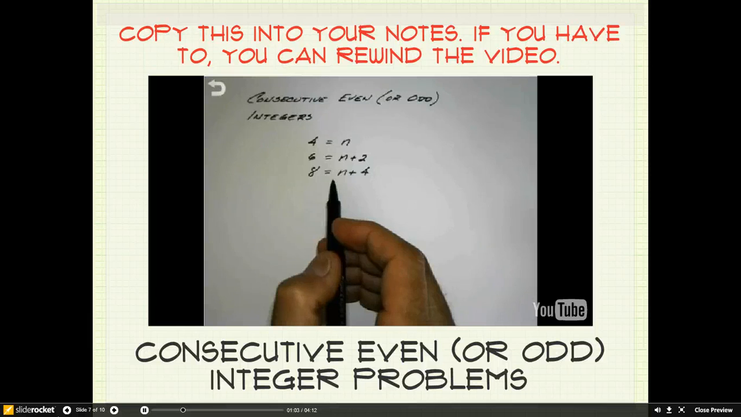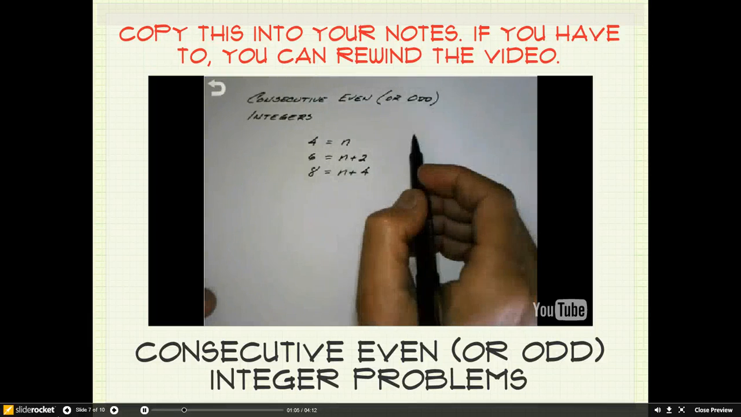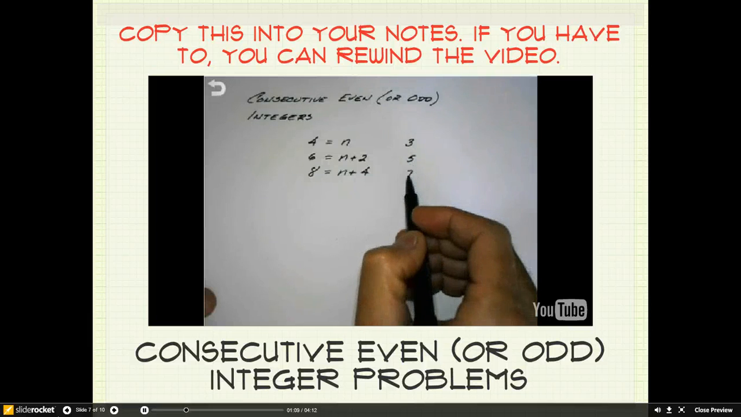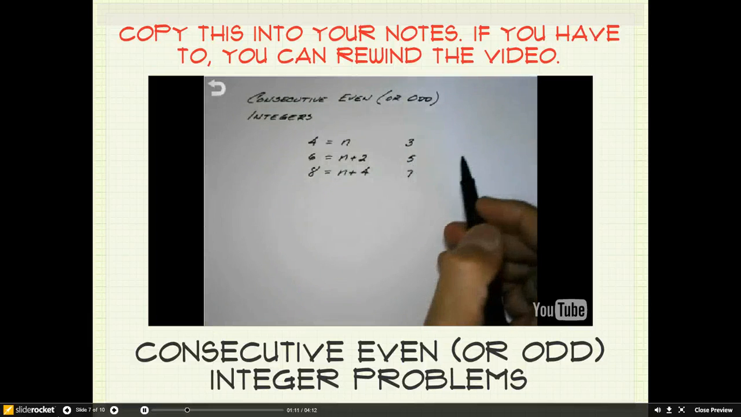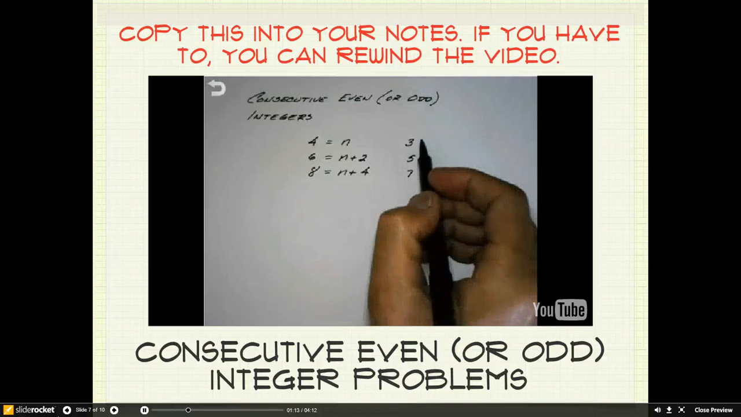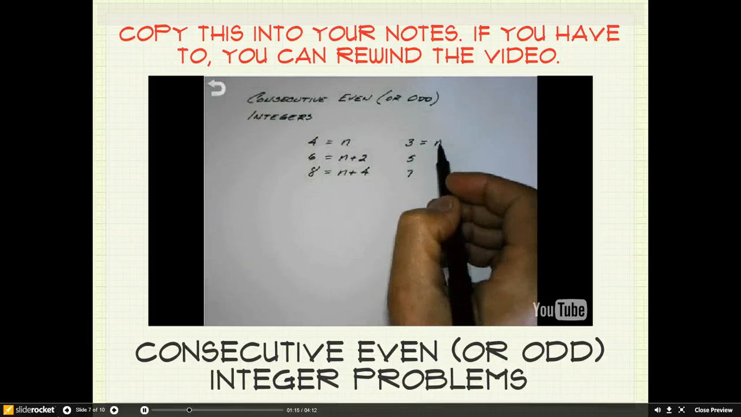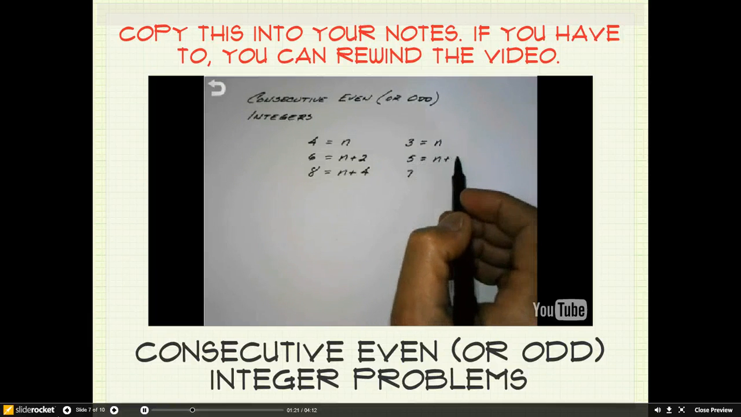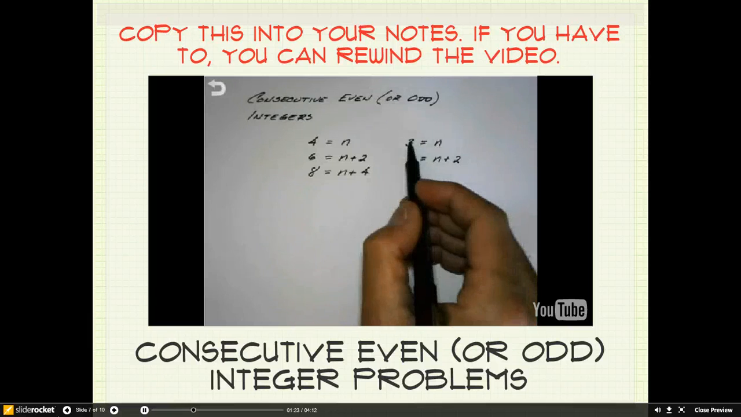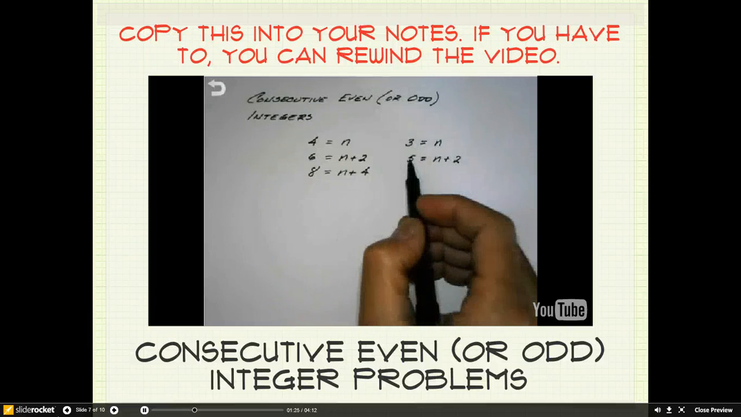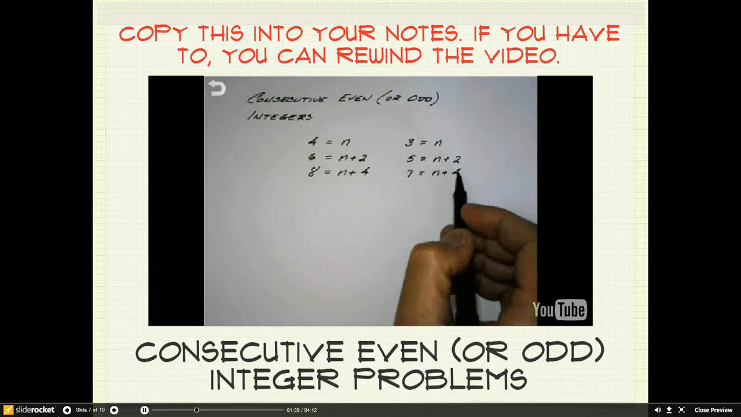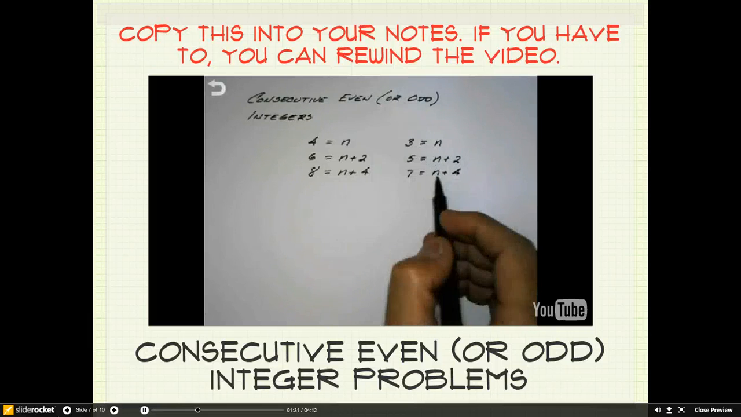Now let's see if it's different for odd numbers. Let's go 3, 5, and 7. Okay, now do you think it's going to be any different this time? Let's call the 3 equal to n. Now how would I express 5 in terms of n? Well, that would be n plus 2. Because if n is equal to 3, then 3 plus 2 is 5. And the 7 would be n plus 4, because n is equal to 3, and 3 plus 4 is 7.